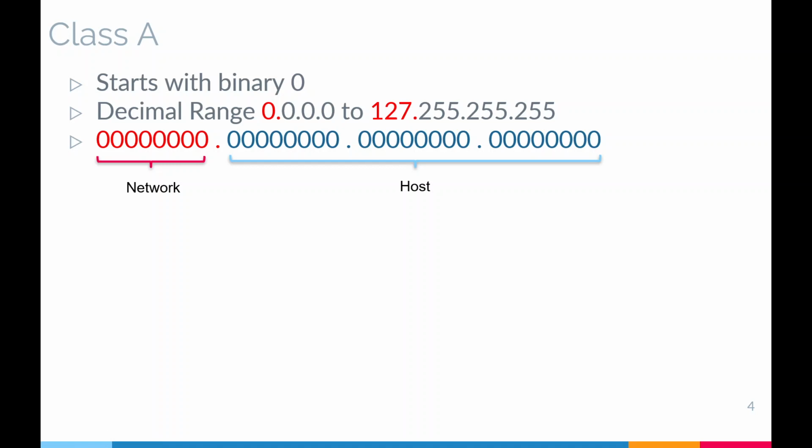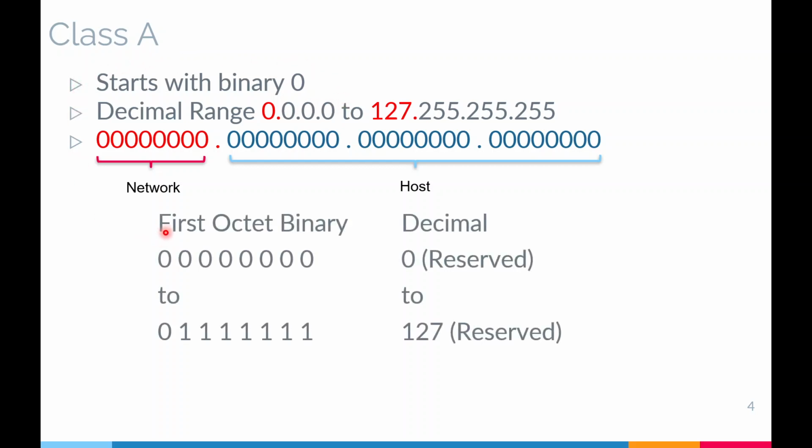Now let's understand this with an example. When I talked about the first point, which is starts with binary 0. So if you observe, I have two parts here, first octet binary and the decimal conversion of that first octet. We are only concerned about the first octet because that defines the class A address and that defines the network. Others can have their own combinations. Okay, so the first octet binary.